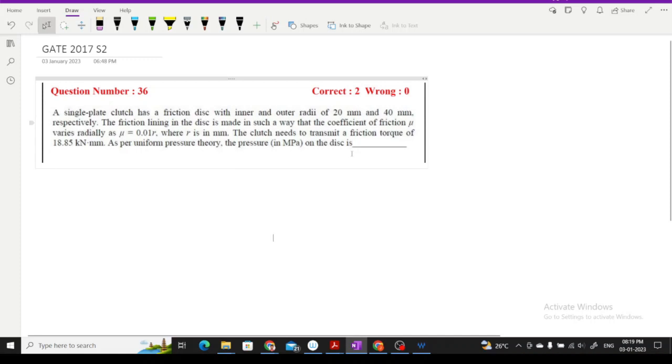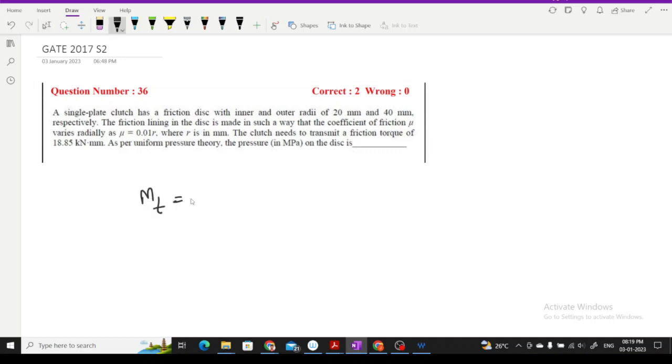So here you need to think, right? Because here your mu is varying with respect to r. So what we have written for that uniform pressure theory in case of this frictional torque, anyone remembers?